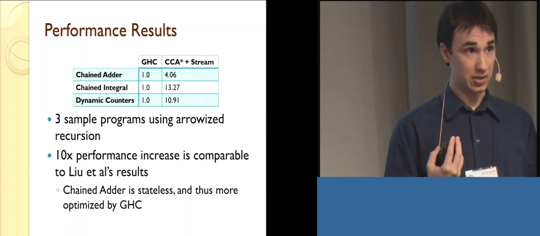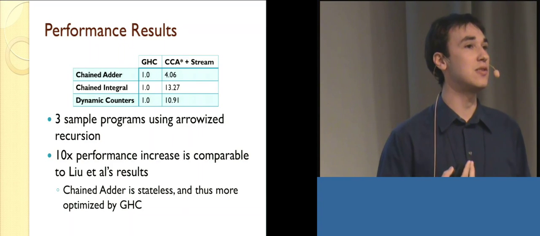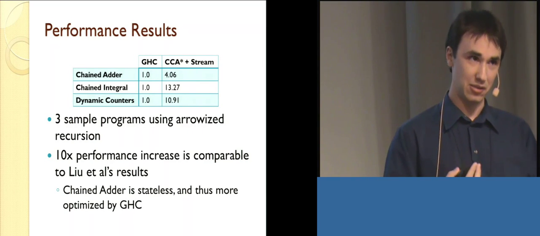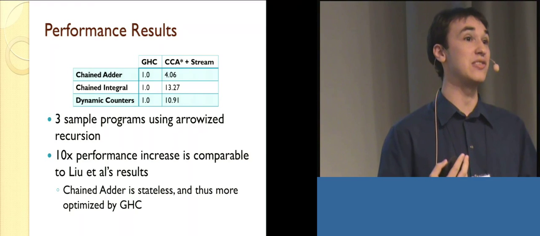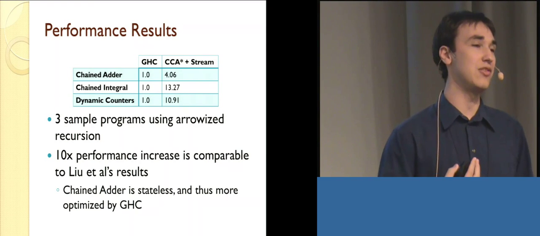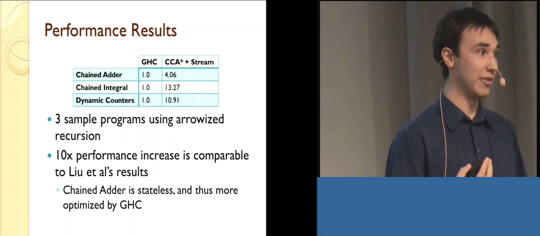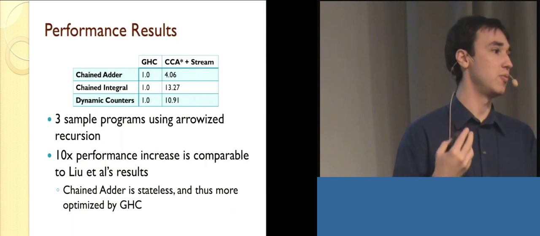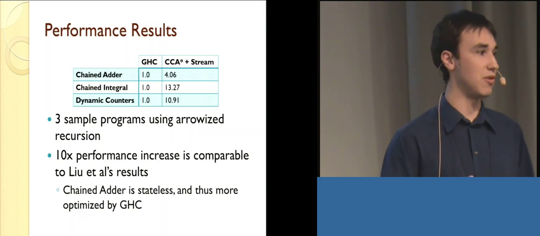The chained adder only got about 4x performance increase. We believe this is because it's a totally stateless signal function. It does have arrowized recursion, but it has no state. We think that GHC is just doing a really good job on that one, even though for the stateful ones, we get a much better, more like 10x improvement.